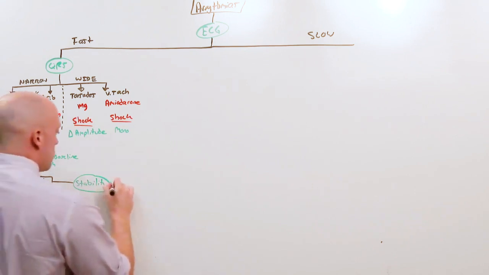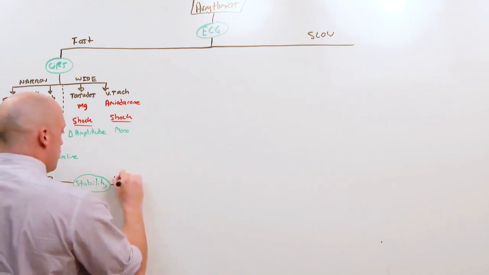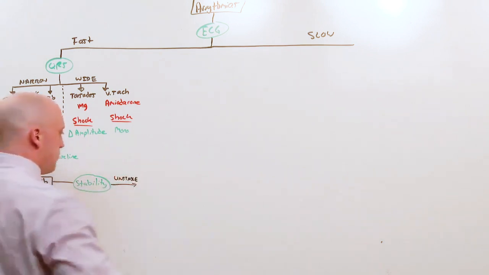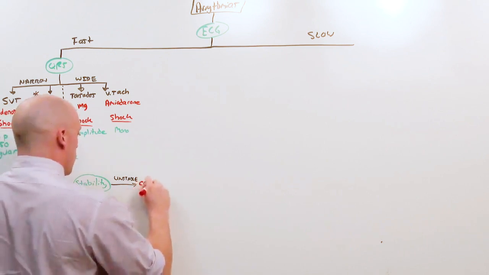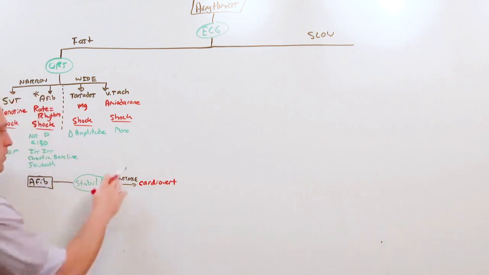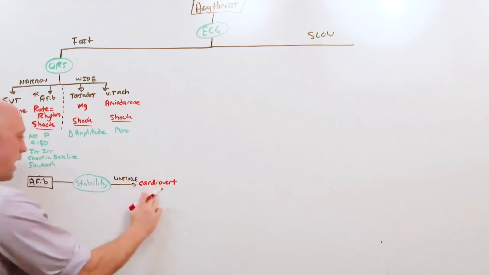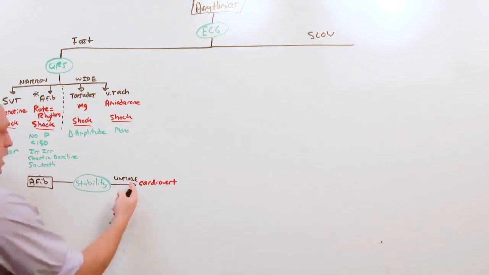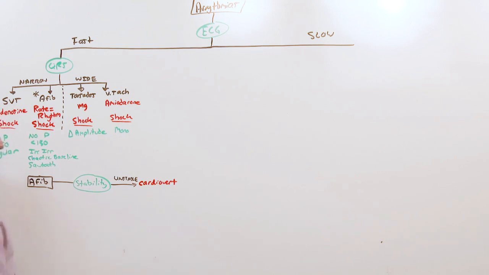If you have discerned them to be unstable, it doesn't matter, you're going to shock them. Cardiovert right then and there. No other consideration needs to be made. If they're unstable, they're going to die. Get them out of the rhythm. That is, of course, if they are unstable because of the rhythm.